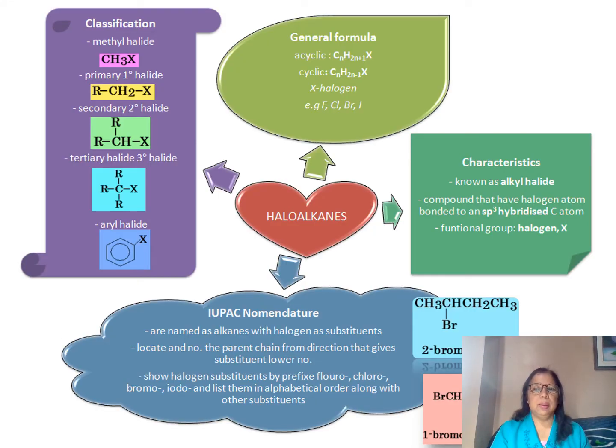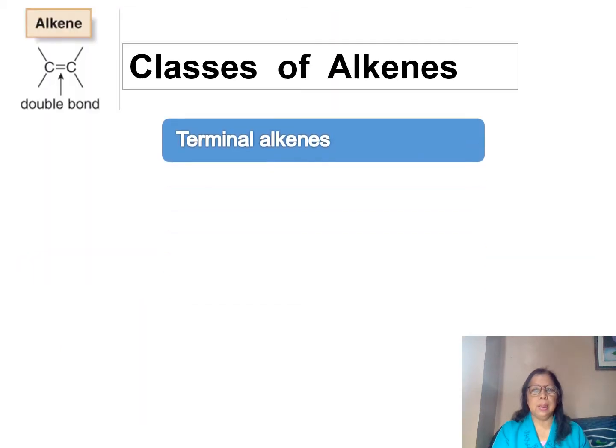Okay, this is how the haloalkane could be illustrated, in terms that we are going to have some transition from the hydrocarbon alkane to alkene. So as a review, these are your alkanes. Again, your alkene seems similar to the alkanes, only the alkanes have single bonds, but the alkenes have double bonds.